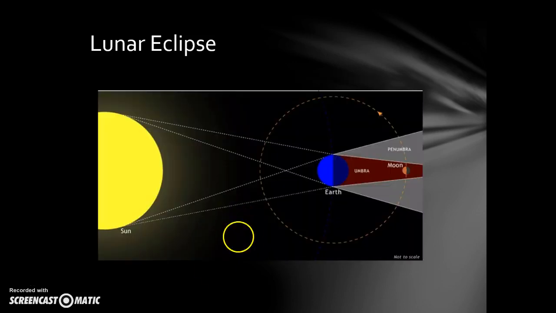So if we look at this diagram, you'll notice that the umbra of the Earth is a lot bigger. And the penumbra is also a lot bigger. That's obviously because the Earth is a lot bigger than the moon. So chances are we're going to see a total lunar eclipse more often because that shadow is bigger.